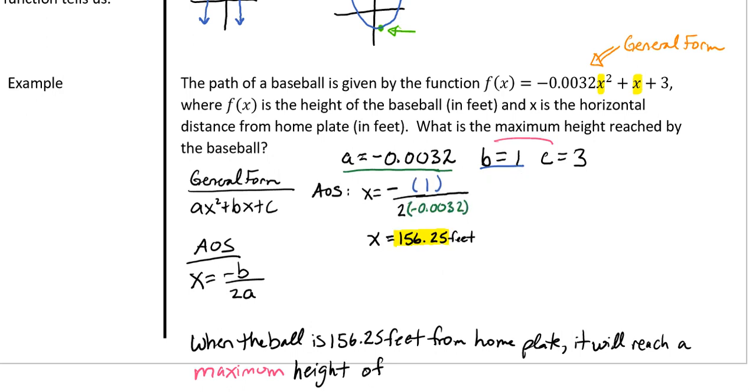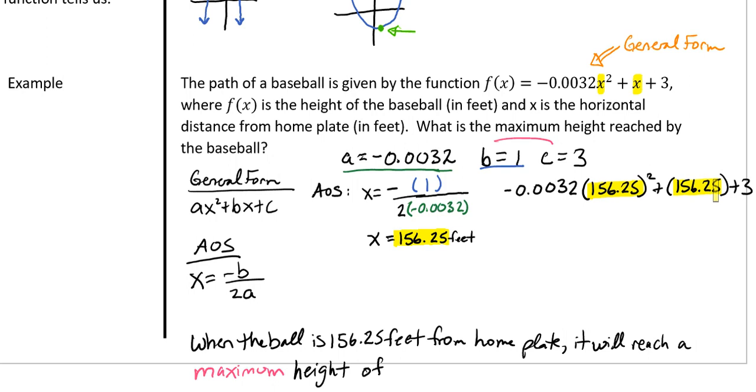So we're going to take our equation, so negative 0.0032, and we're going to plug in the 156.25 squared plus 156.25 plus 3. So again, we took out the x's and replaced them with the x value that we got. Now we're going to plug that into our calculator, and that's going to give us our height.